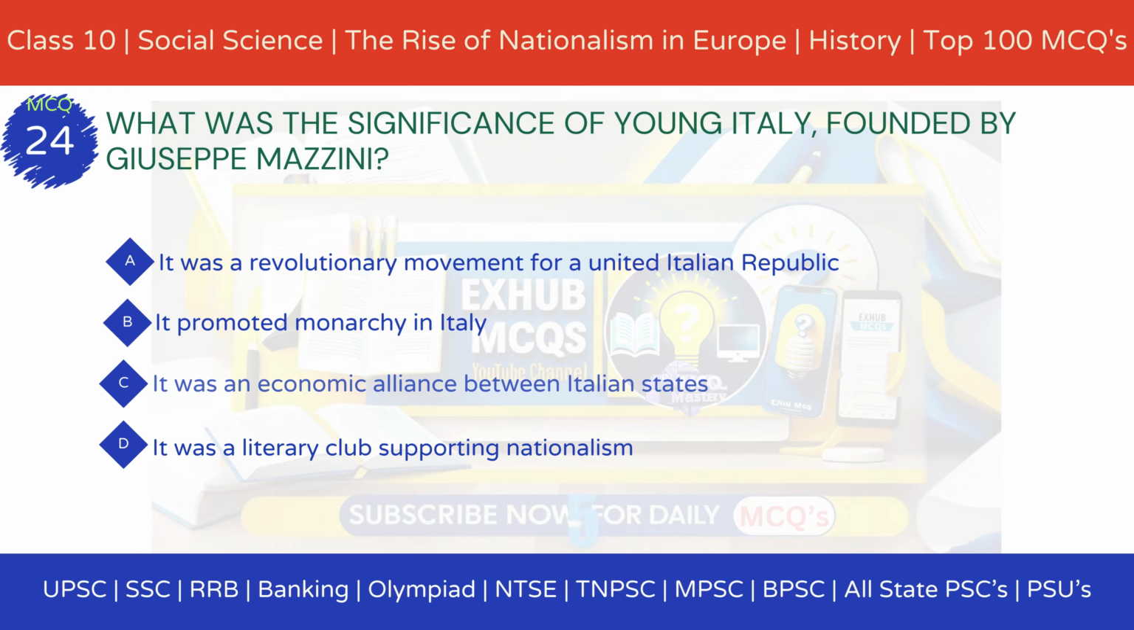MCQ 29. What was the impact of the Act of Union 1707 on Scotland? Option A. It led to Scottish independence. Option B. It united Scotland and England. Option C. It ended British rule. Option D. It strengthened the Scottish monarchy.